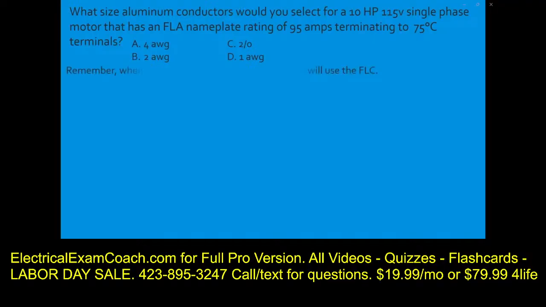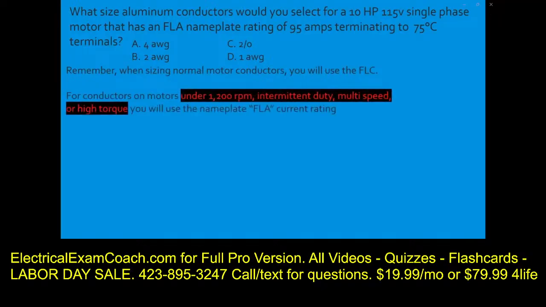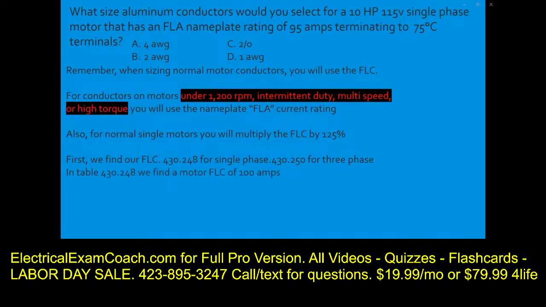We're going to use the motor FLC for normal motor conductors. Also, with these motors, we're going to use the FLA. For single motors, we're going to multiply the FLC by 125%. First, we find our FLC. In this case, it's single phase, so we go to 430.248. In that table, we find that we have an FLC of 100 amps.